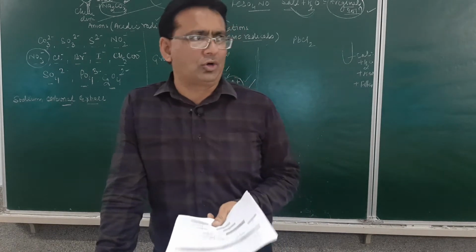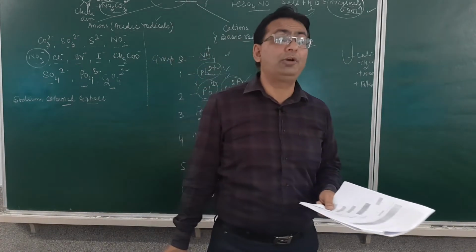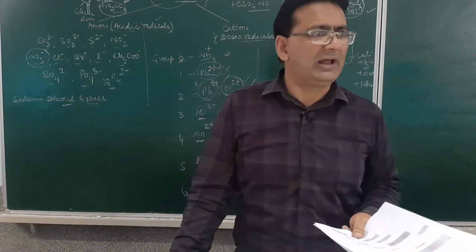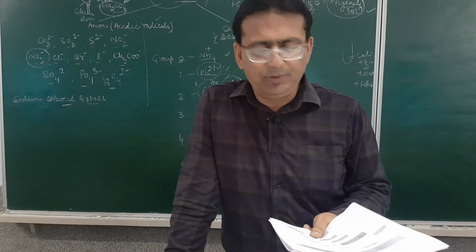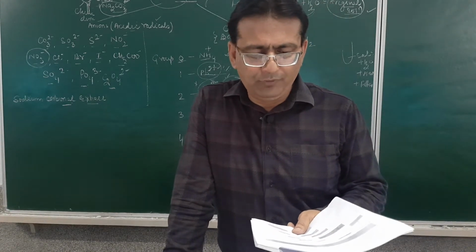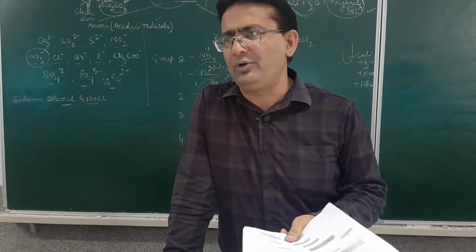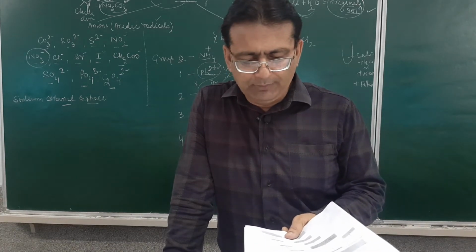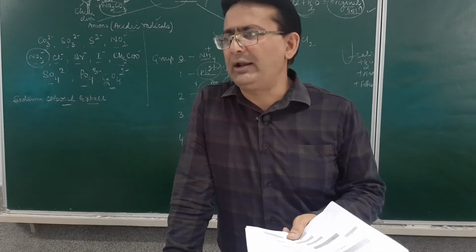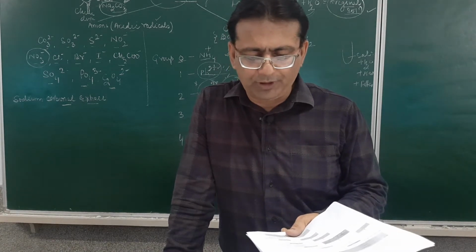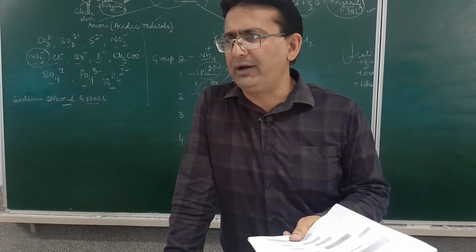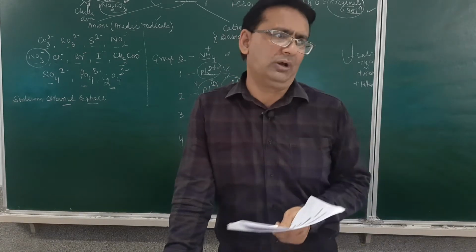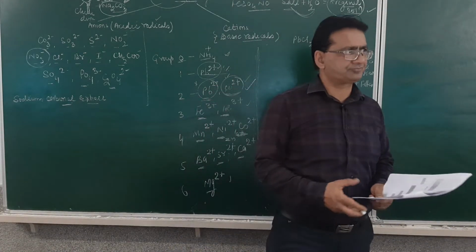In the viva, you may be asked to name the group reagent of each group. First group: dilute HCl. Second group: H2S. Third group: ammonium chloride and ammonium hydroxide. Fourth group: ammonium chloride and ammonium hydroxide along with passing of H2S. For the fifth group: ammonium hydroxide and ammonium carbonate. All this you have to learn. Am I getting clear or not?